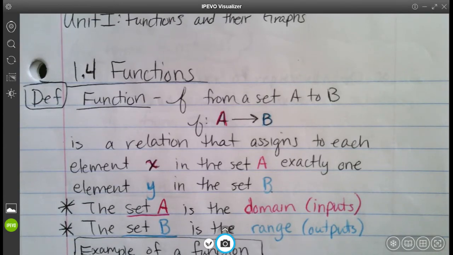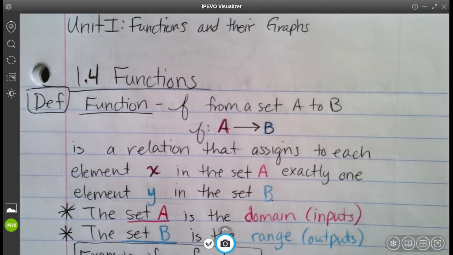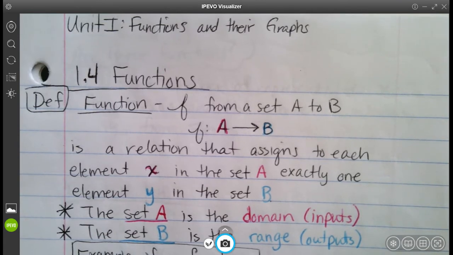Okay, in this video, we're going to cover section 1.4. Fair warning, this is kind of a long unit, so I'm probably going to have to split it into two videos, okay? So this is still unit 1, functions of graphs.